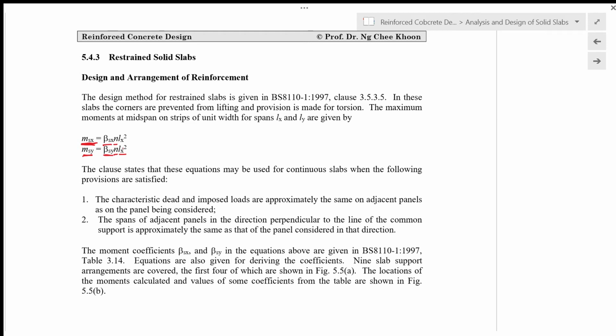The moment coefficients beta sx and beta sy in the equations above are given in BS 8110 Part 1, 1997, Table 3.14, as I mentioned just now. Equations are also given for deriving the coefficients. Nine slab support arrangements are covered, the first 4 of which are shown in figure 5.5a. The locations of the moments calculated and values of some coefficients from the table are shown in figure 5.5b.